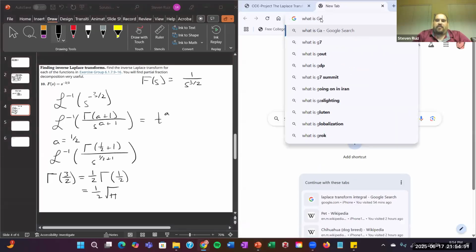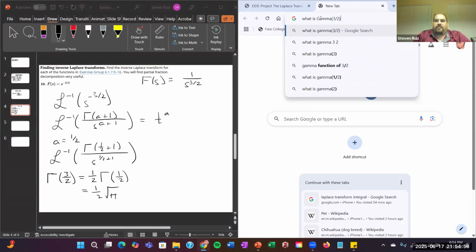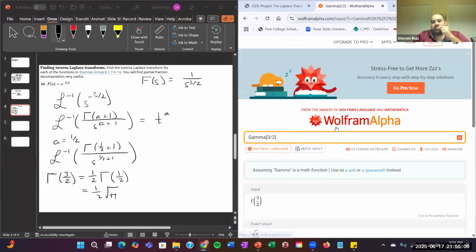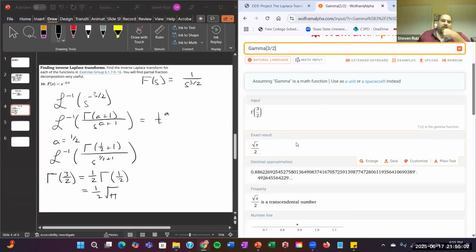What is gamma of 3/2? Yeah, Wolfram will tell you. Gamma of 3/2 is radical pi over 2. Okay, so that's radical pi over 2. So yeah, this strange value here, radical pi over 2.